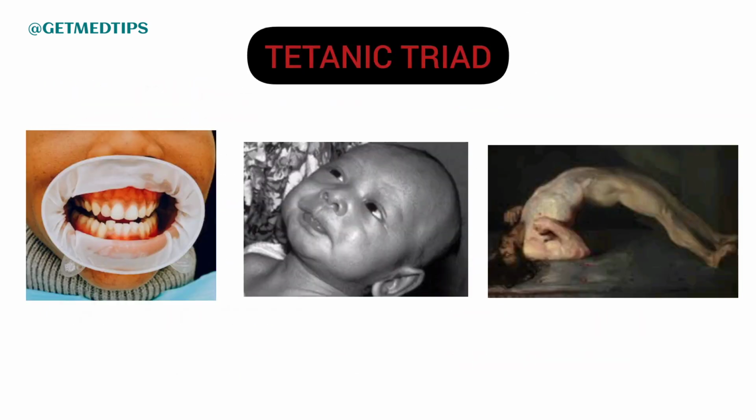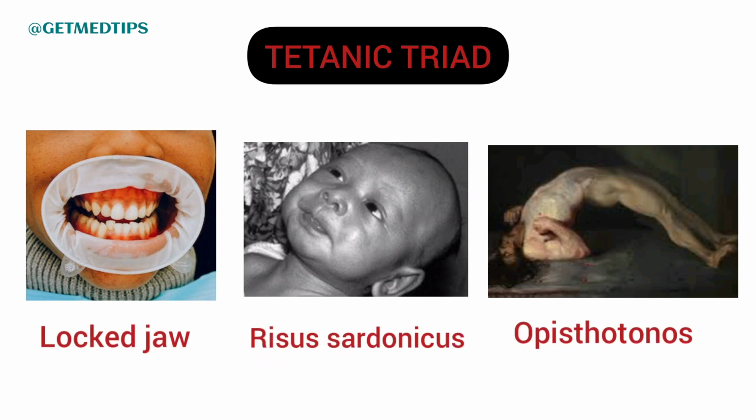The tetanic triad. The tetanic triad is a combination of 3 features. They include lockjaw, risus sardonicus, and opisthotonus.